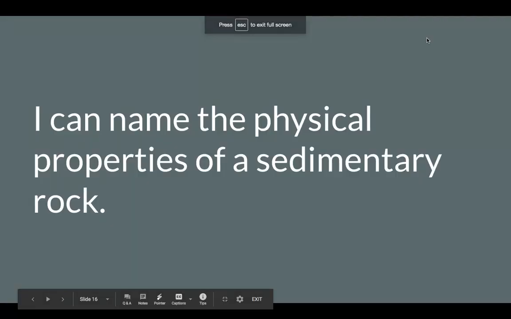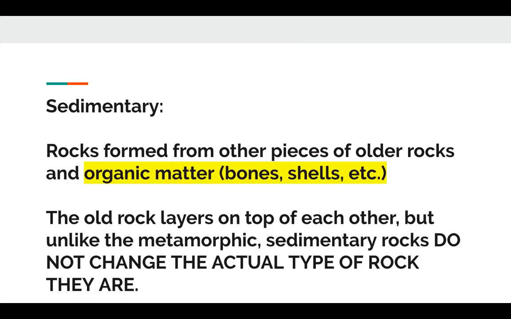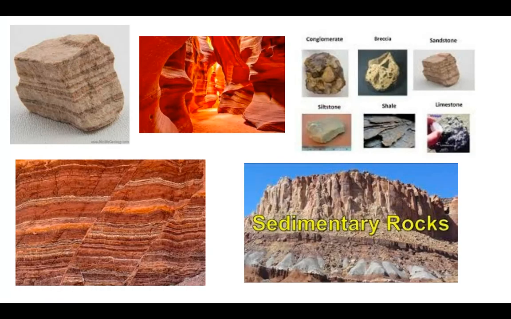Our I can statement of the day is: I can name the physical properties of a sedimentary rock. Sedimentary rocks are formed with other pieces of older rocks and organic matter like bones and shells. The older rocks layer on top of each other, but unlike metamorphic, sedimentary rocks do not change the actual type of rock they are, they just layer on top of each other. They look like this. You can see the layers of the different types of rock within them.